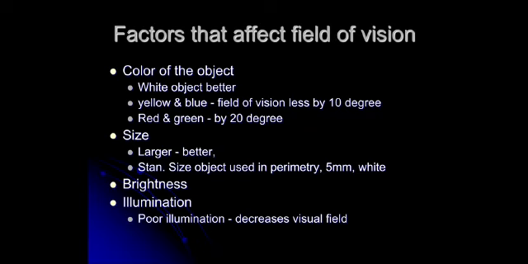So the color of the object: we have the white object, which is better. For yellow and blue, the field of vision decreases by 10 degrees. For red and green, another 10-20 degrees. The larger the object, the better the field of vision. The standard size used in perimetry is 5 mm, which is white. Brightness, contrast, and illumination affect visual acuity and therefore the field of vision. Poor illumination decreases the visual field.